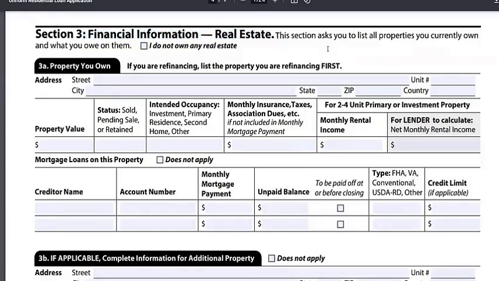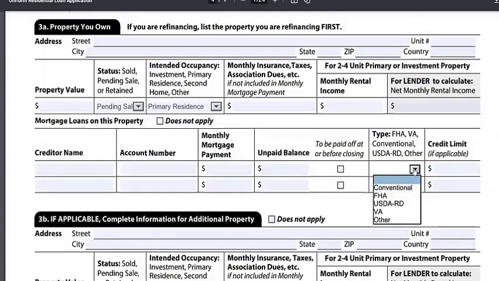We all know that this is the REO section, right? If you are refinancing, list the property you are refinancing first. So first of all, the borrower will be updating the current subject property. It is a great help.